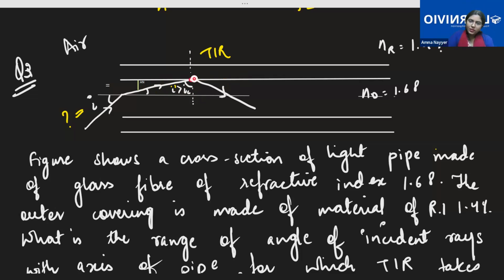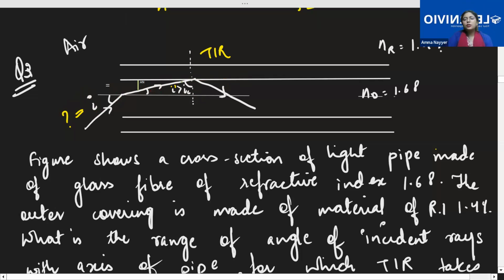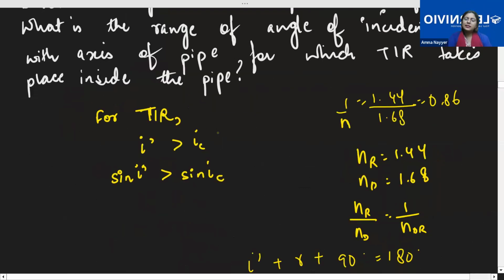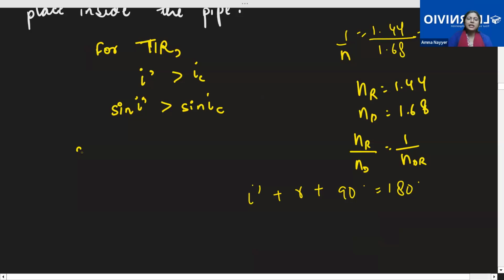So that's why we are focusing on this: we want R so that we can apply Snell's law and get the value of this I. That's the whole plan of this question, okay? So here sine I dash is greater than sine IC. Now let's find out what sine IC is.